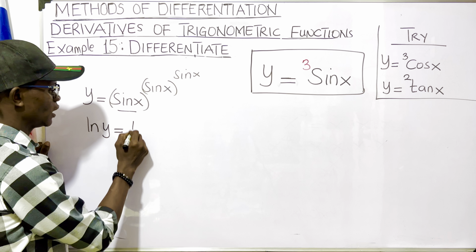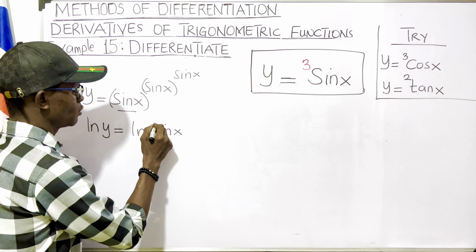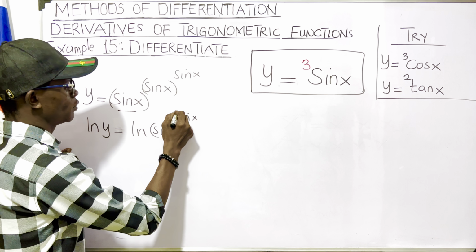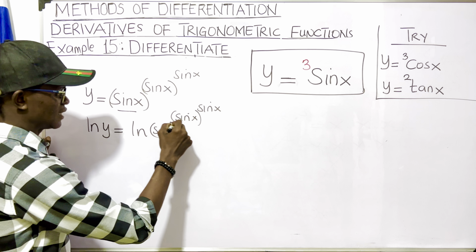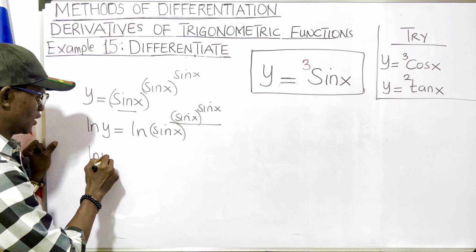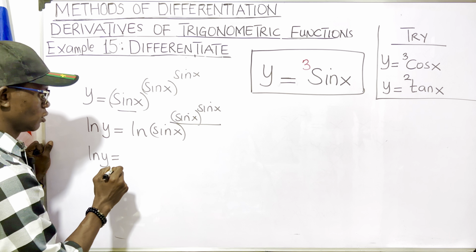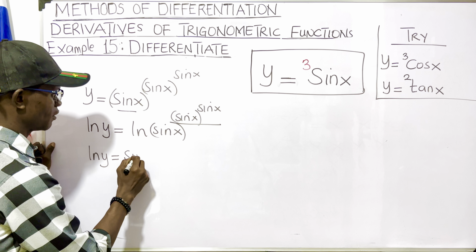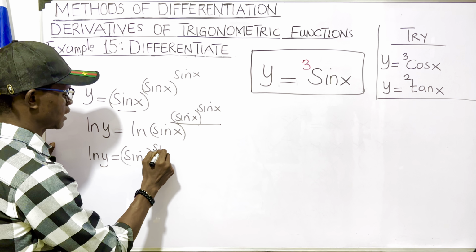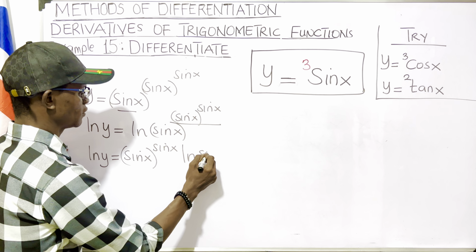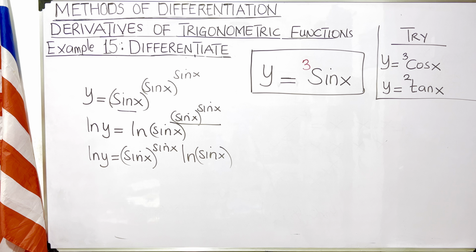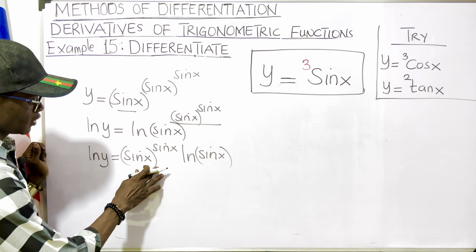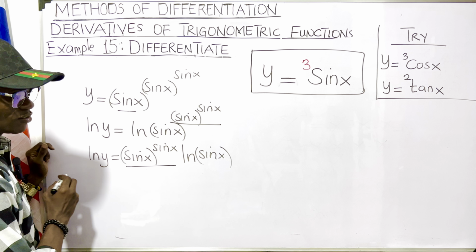Ln of y equals ln of sine of x raised to the power sine of x raised to the power sine of x. So it means this entire power will just come down. So we have ln of y equals sine of x raised to the power sine of x times ln of sine of x. So now what do we do? We differentiate. But in differentiating, we have this case again to deal with.